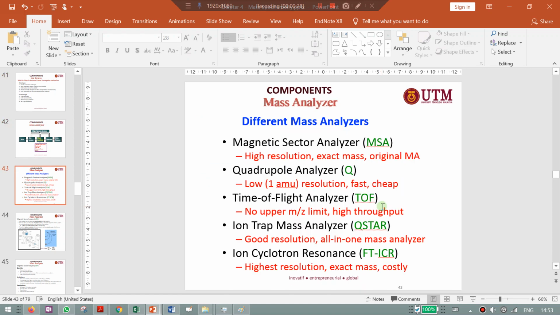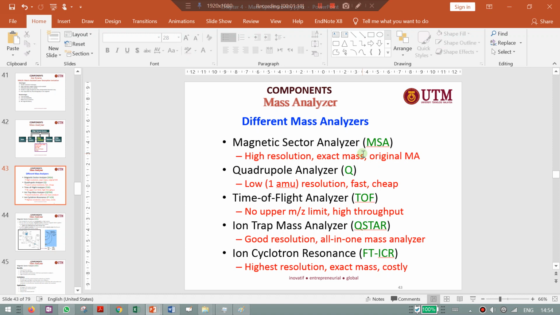Okay, in the mass analyzer, for example, here we have the magnetic sector analyzer, MSA, with very high resolution power, so it can give the exact mass, and it is the original mass analyzer, the first one initiated. What is the function of the mass analyzer? Because one molecule will create a molecular ion and fragment ions, from that we want to separate the ions. We want to separate our ions.